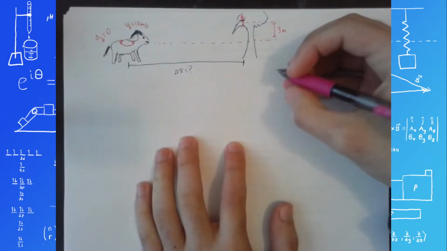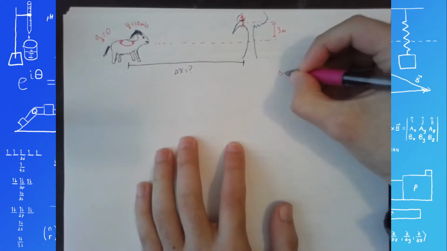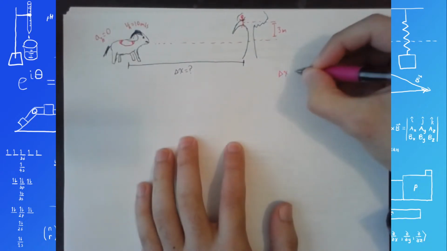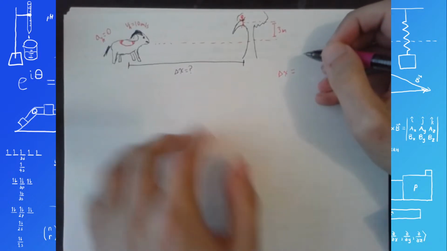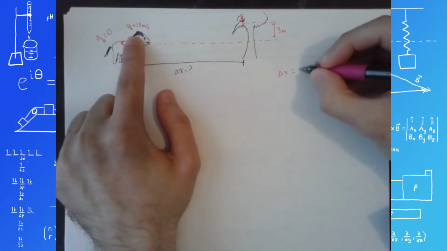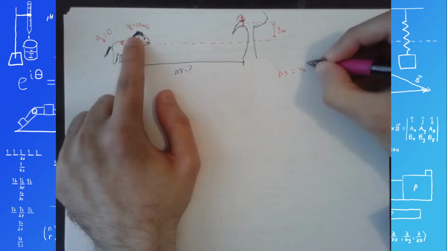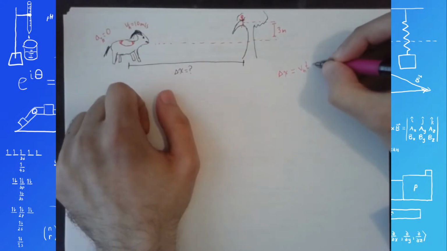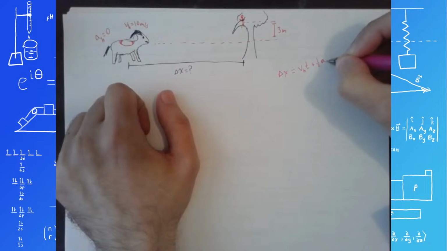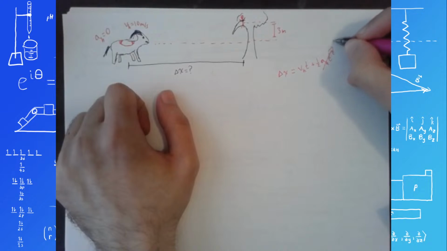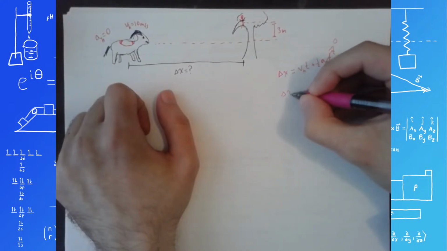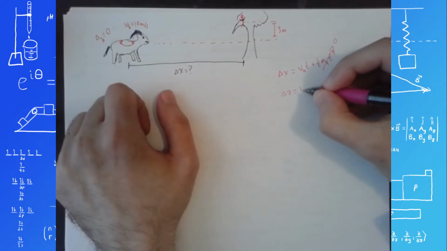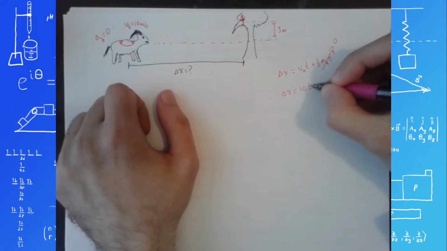And how far does the horse have to travel? Well, that would be delta x of the horse is equal to v of the horse times t plus 1/2 the acceleration of the horse times t squared. Well, the acceleration is 0, so delta x is just going to be v horse, which is 10, times t.